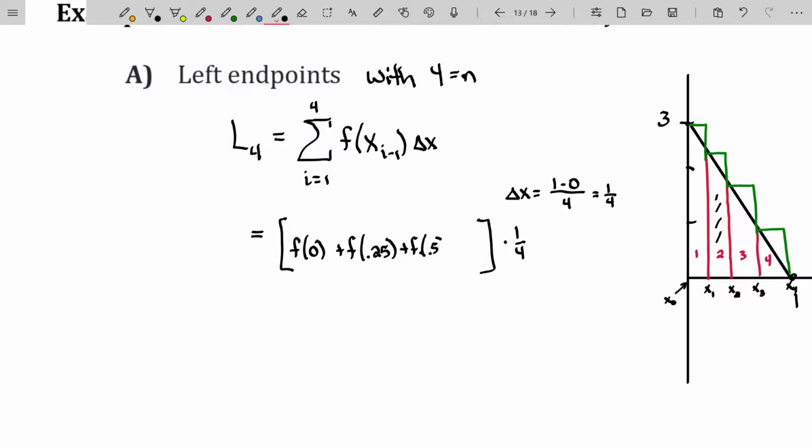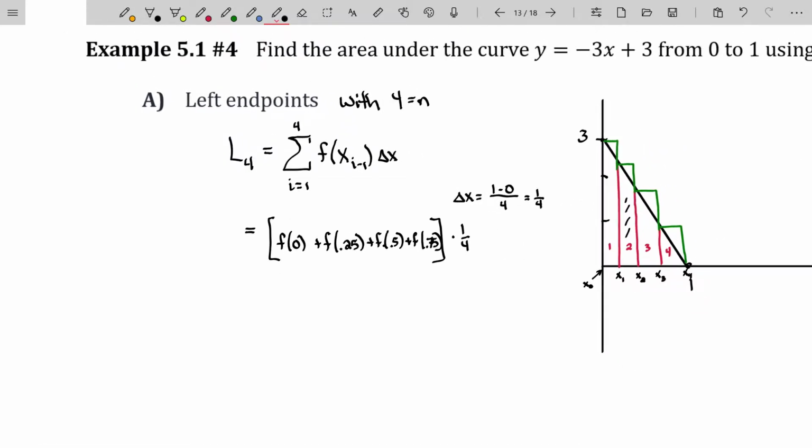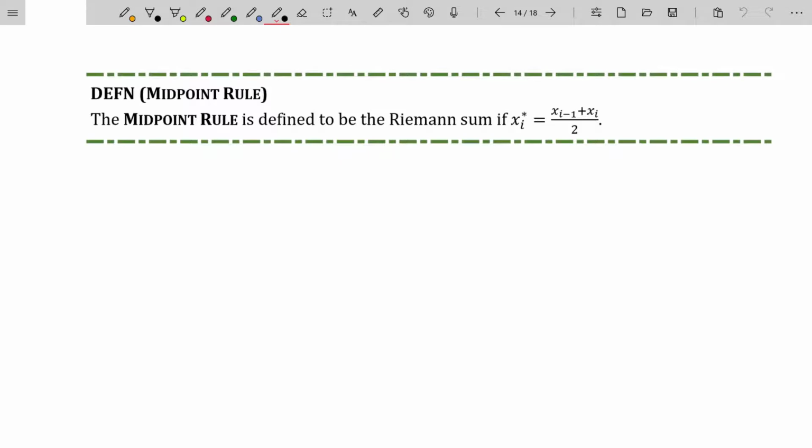Now, I'm not really concerned with the value here, just to make sure that you could set this up. I'm sure you can grab a calculator and compute all these values. That's not my concern. My concern is that you can set this up. Then you go to your function and evaluate this. I'm not going to do that here because that's not the point of this. What I really want to do is introduce a new method.